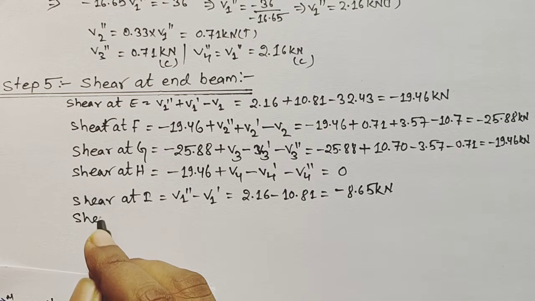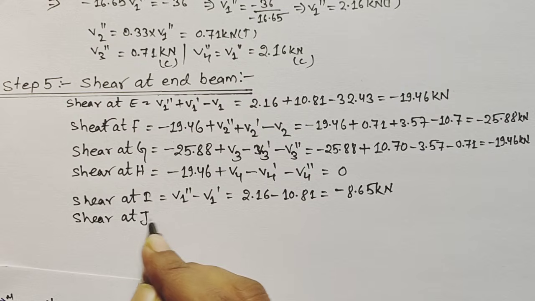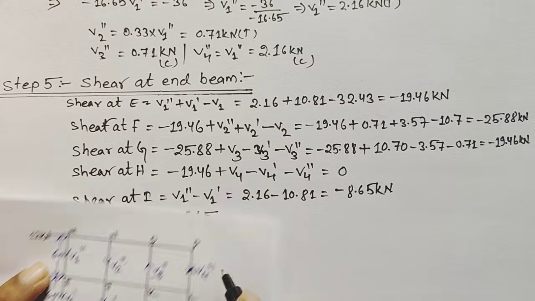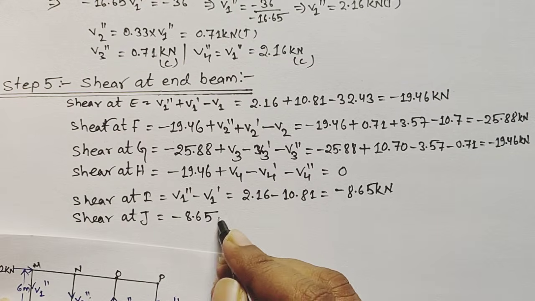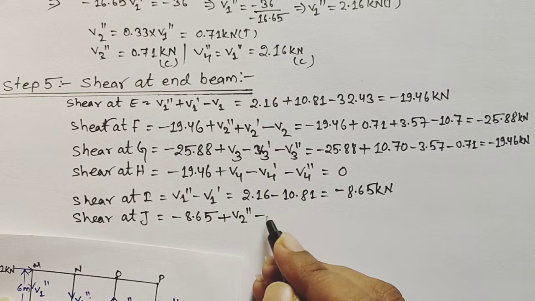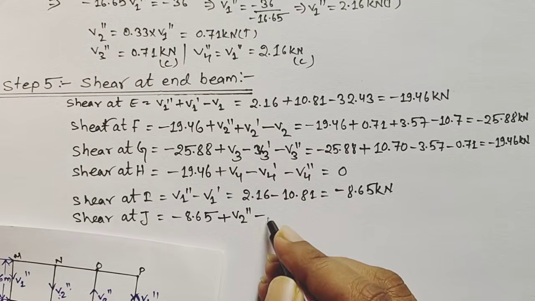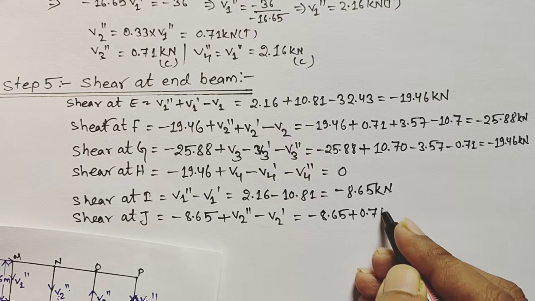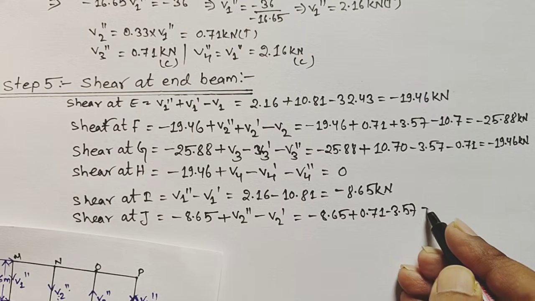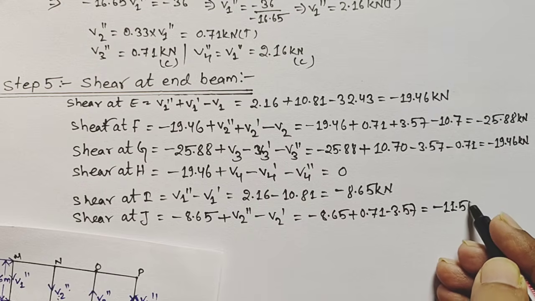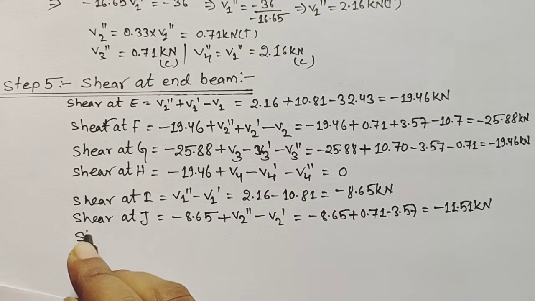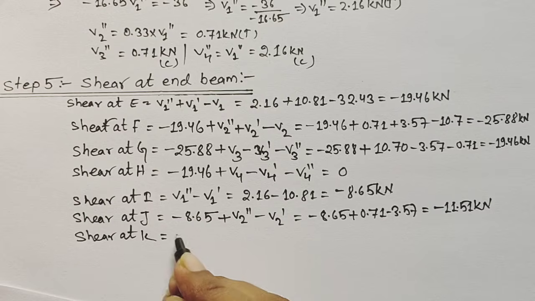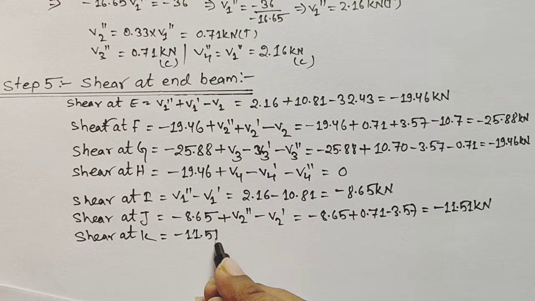Similarly, shear at J will be equals to minus 8.65. V2 is moving up, V2 double dash is moving towards J, so positive V2 double dash minus V2 dash, which is moving away, and put the value: minus 8.65 plus 0.71 minus 3.57, which will be equals to minus 11.51 kilonewton. Similarly, shear at K will be equals to minus 11.51.